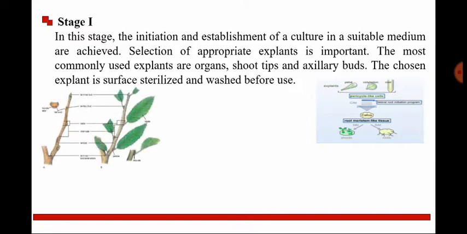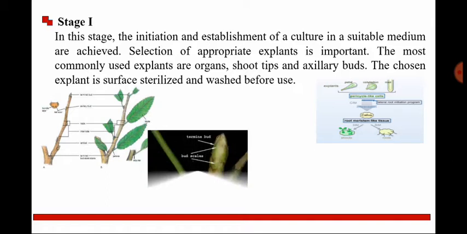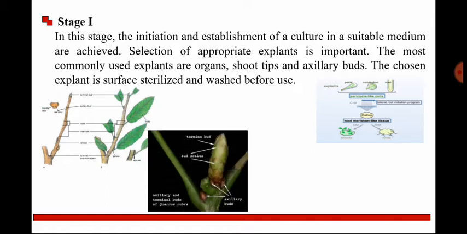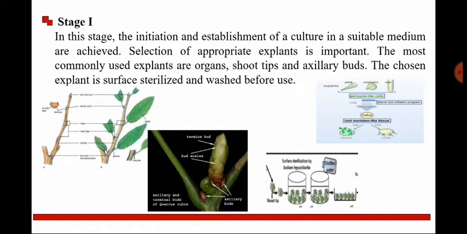Second, shoot tips, auxiliary buds. In auxiliary buds, you can use the terminal bud, auxiliary buds for culture. After choosing the explant, you can surface sterilize and wash it before use. That means what you want to use, you can wash it and sterilize it by sodium hypochlorite, and after that you can wash it with distilled water.